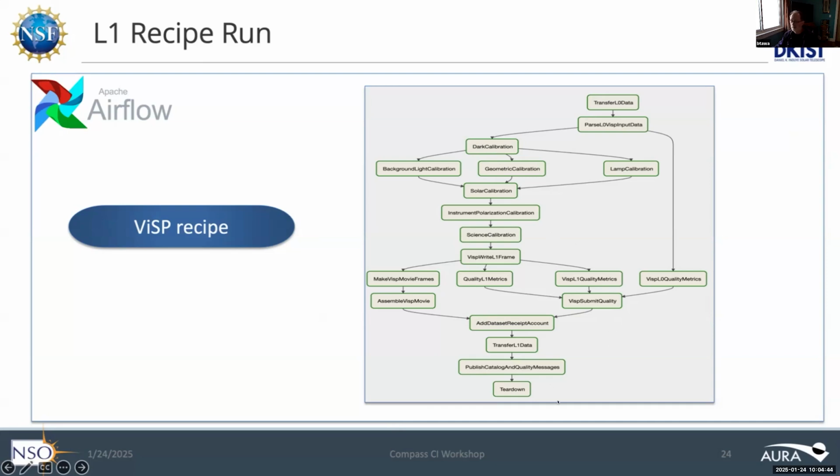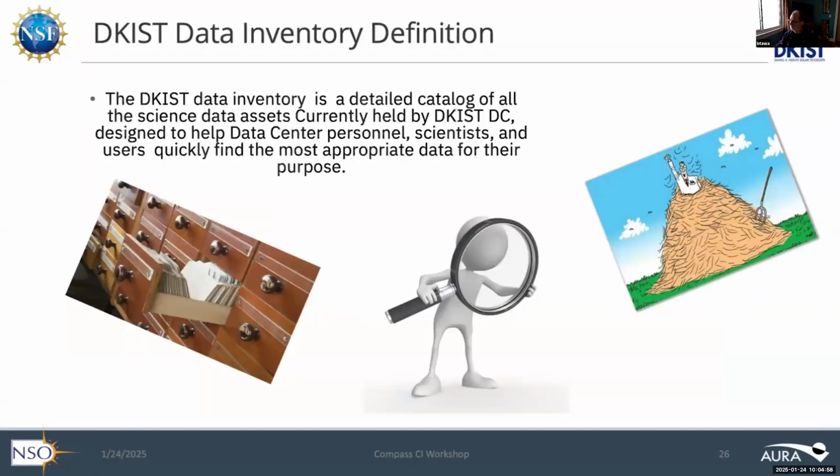And once that is done, the level 1 data is stored again in the Ceph cluster. An inventory record is made, and it is immediately available on the portal to the PI. So talking about the inventory, what is it? It's a detailed catalog of all the science data assets currently held. It is designed to help data center personnel, scientists, and users quickly find the most appropriate data for their purpose.